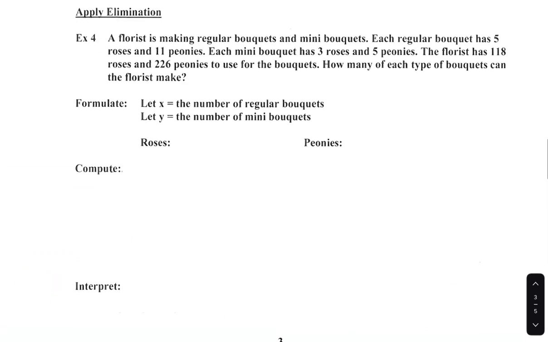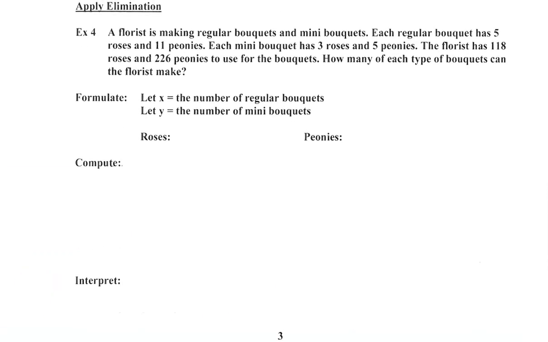Okay, let's do one last problem. Let's do an application problem real quick. So a florist is making regular bouquets and mini bouquets. Each regular bouquet has 5 roses and 11 peonies. Each mini bouquet has 3 roses and 5 peonies. The florist has 118 roses, 226 peonies to use for bouquets. How much of each type can the florist make?